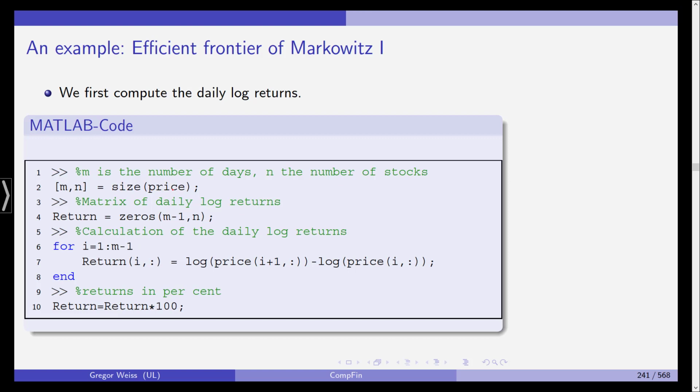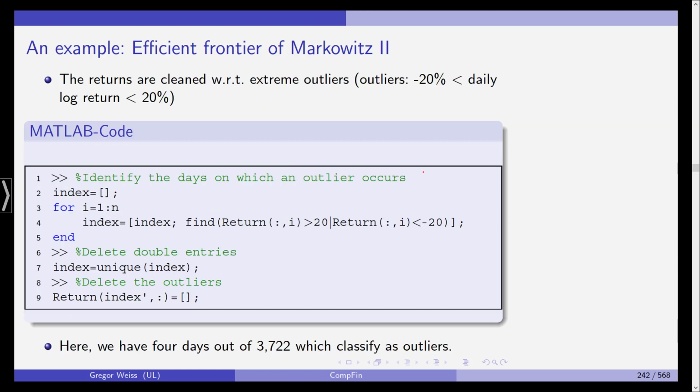It's in a vector price. We first get the number of days and the number of stocks in Matlab by taking the size of this matrix price. Then we calculate the log returns, and we do this by first of all defining a matrix return and then going through all those different days, and we calculate the return i as simply the log of price i plus 1 minus the log of price i. And then we multiply this times 100 to get the returns in percent.